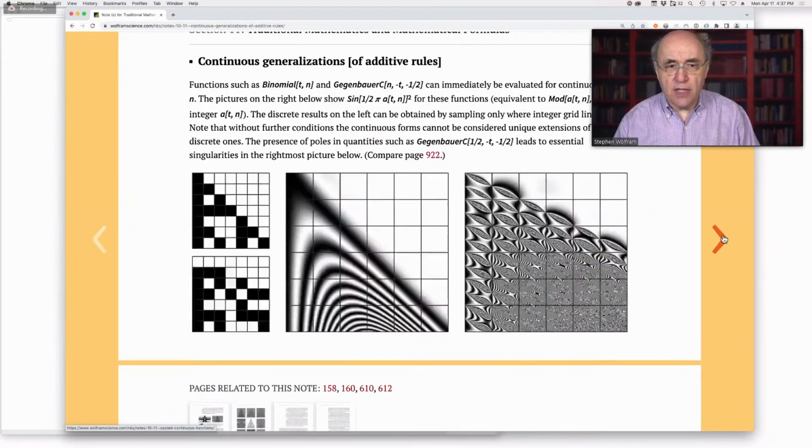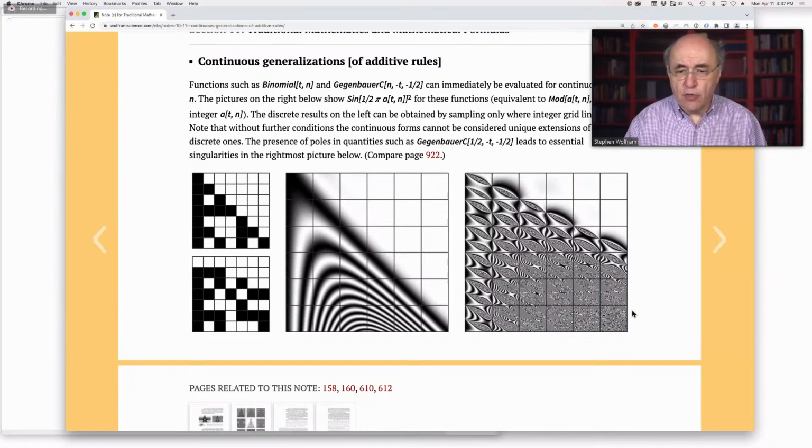Additive rules in 2D, continuous generalization of additive rules. This is a complicated thing that I didn't really ever figure out. This is the analytic continuation of those rules to arbitrary real values or complex values, and you see that these things that were represented in terms of binomial coefficients or Gegenbauer polynomials, the binomial coefficient case generalizes quite nicely to the continuous case to produce these. What are these?